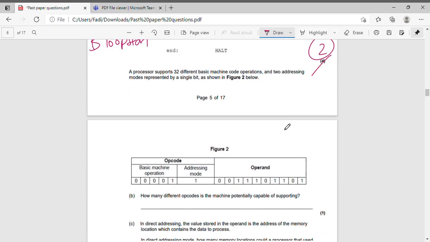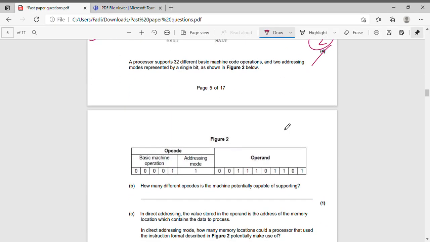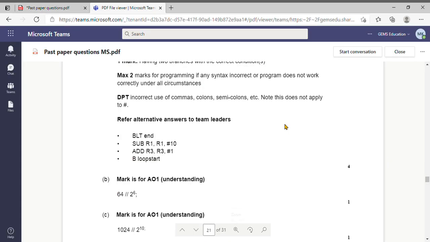Alright, so next question. Let's use our highlighter. How many different opcodes is the machine potentially capable of supporting? Now, opcodes is the instructions, as we said. So this is the entire section of opcodes. So 1, 2, 3, 4, 5, 6. So 2 power 6 is 64 different opcodes.